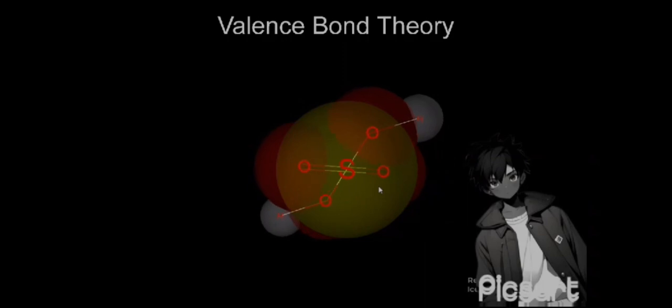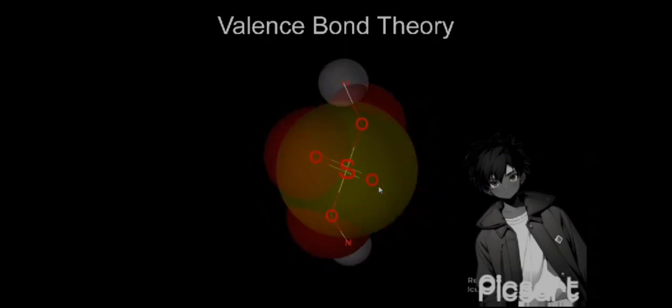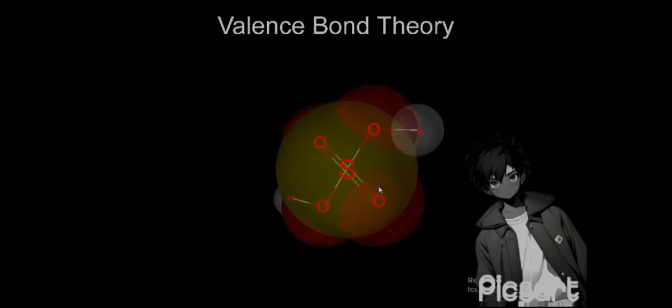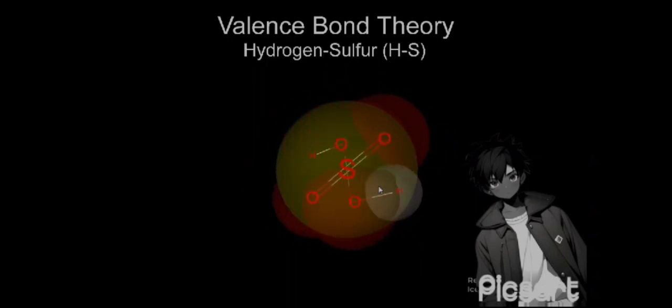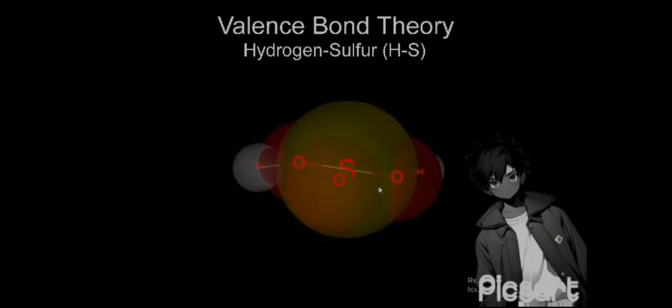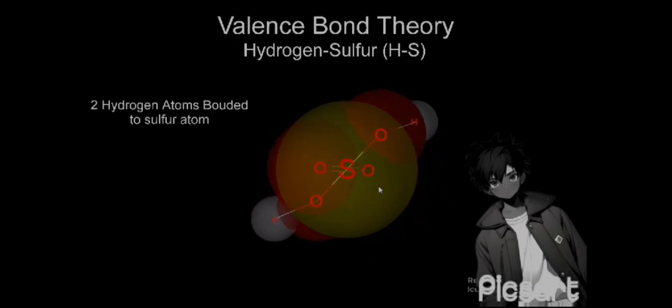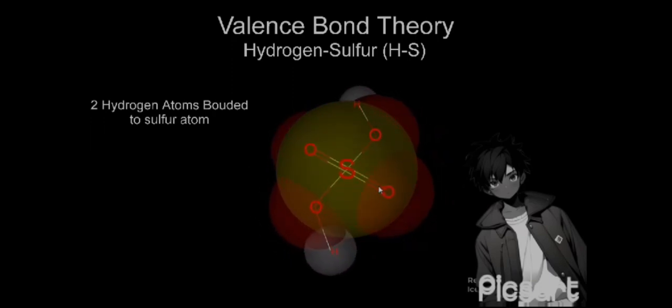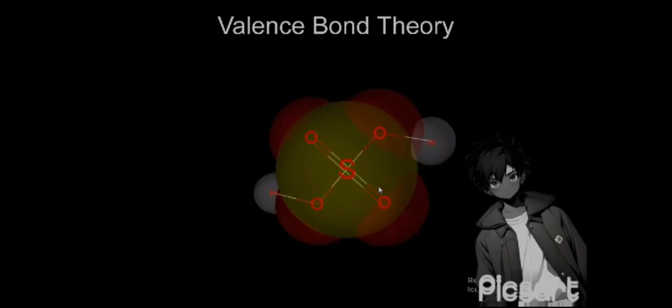The valence bond theory helps explain the nature of the chemical bonds in sulfuric acid and provides insights into the structure and stability of the molecule. Hydrogen-oxygen bonds. In sulfuric acid, there are 2 hydrogen atoms bonding to oxygen atoms. Each hydrogen atom contributes 1 electron to form a sigma bond. This means there are 2 sigma bonds formed with hydrogen.